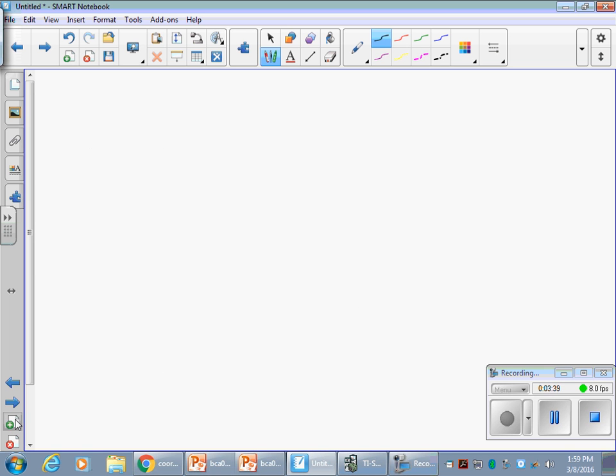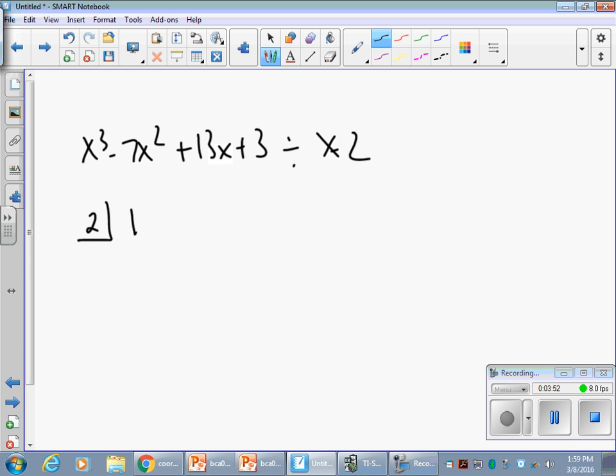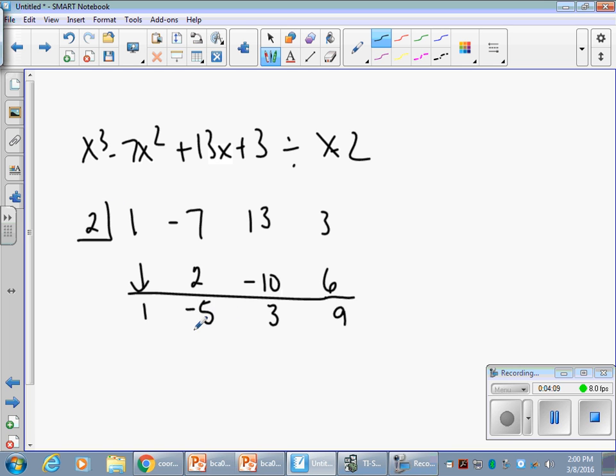What if I were to have x cubed minus 7x squared plus 13x plus 3 divided by x minus 2. On the outside, I'm going to put a 2. And then here I'm going to put a 1 x cubed, negative 7x squared, 13x, and 3. All right, bring down the 1. 2 times 1 is 2, and then you add, and you get negative 5. 2 times negative 5 is negative 10, and then you add, and you get 3. 2 times 3 is 6, and then you add, and you get a remainder of 9.